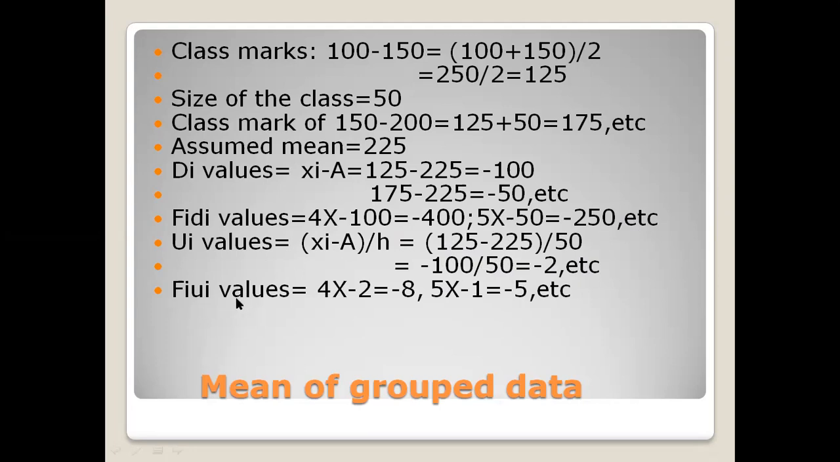Now, Fi UI values. First Fi is 4 and first UI is minus 2. So 4 into minus 2, that is minus 8. Second Fi is 5 and second UI is minus 1. So 5 into minus 1 is minus 5. Similarly, you have to find out the remaining also.